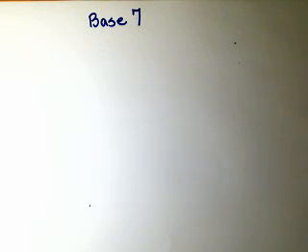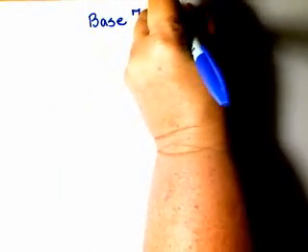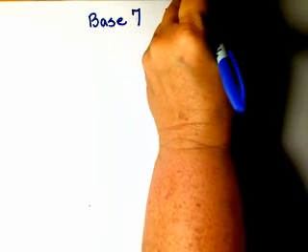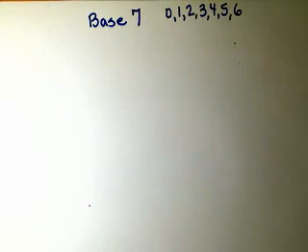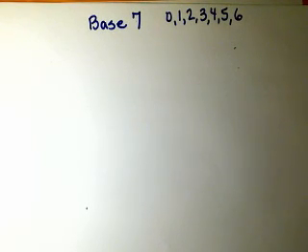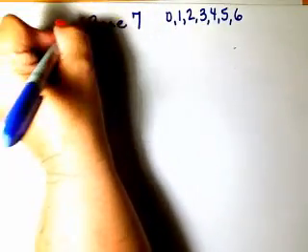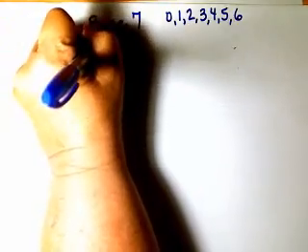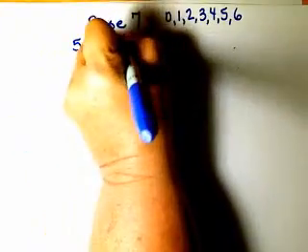Okay, now we're going to extend our knowledge about place value and patterns to base 7. Base 7 has 7 digits: 0, 1, 2, 3, 4, 5, and 6. In base 7, I can't use anything other than those 7 digits. Now I want to convert a base 10 number to a base 7 number. So let's try 51 base 10 to base 7.